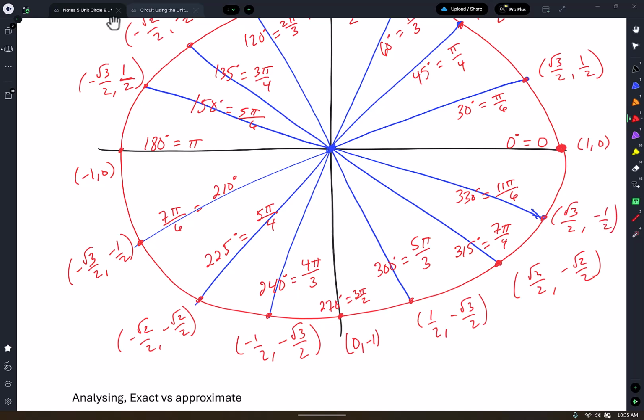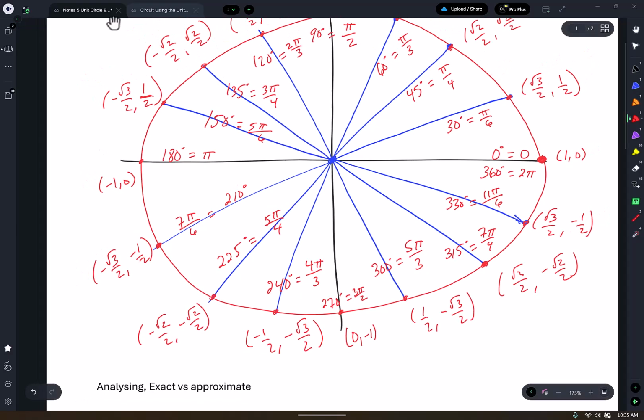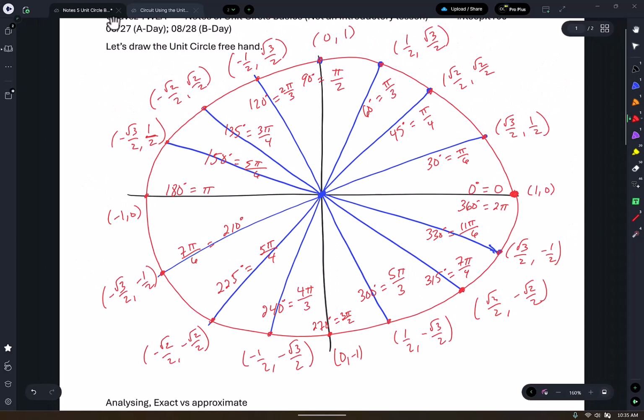And then finally, once you've done a full revolution, that's 360 degrees, which is the same thing as 2 pi radians. And then look at what you just did. Look at all that work. Teach your parents about the unit circle, or your guardians, or whoever you live with. They want to know.